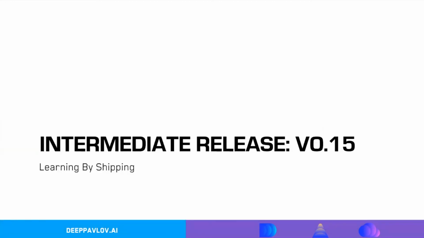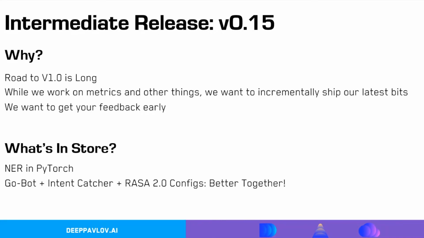Okay, now let's talk a little bit about what's going to happen in the intermediate release. It's going to be called version 0.15. And why is it so? So version 1.0 will realistically come around the summer. And we don't want to let you stay where we are on version 0.14. So we want to incrementally ship new things as we continue building them and ship to you in those incremental stages to version 1.0.